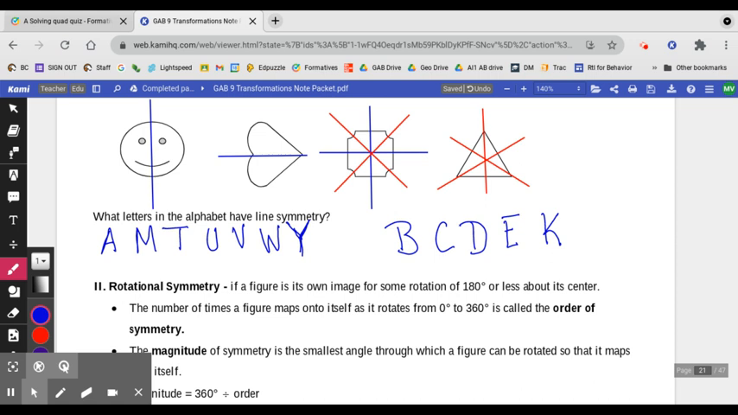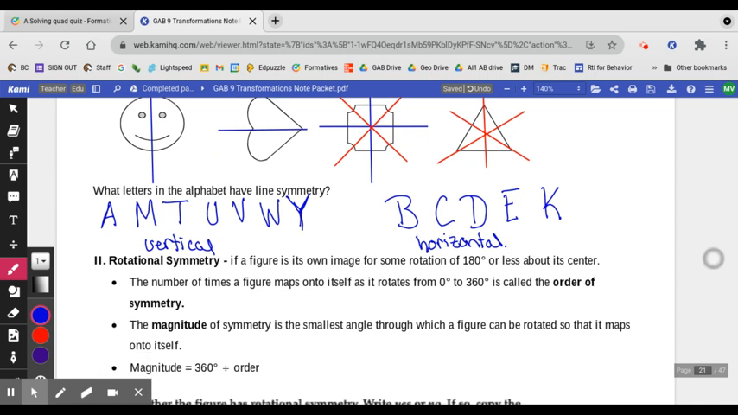So if we think about standard fonts, capital letters, these A, M, T, U, V, W, and Y all have vertical line symmetry, and B, C, D, E, and K all have horizontal. Now, yes, in some fonts these letters do not. Some people write capital B with the lower, smaller bubble up top. But if we use standard fonts, these have it.